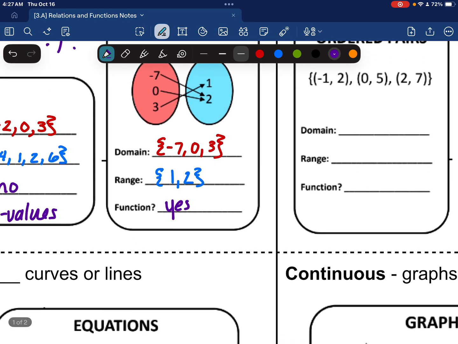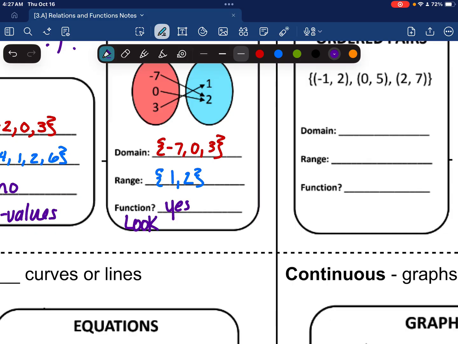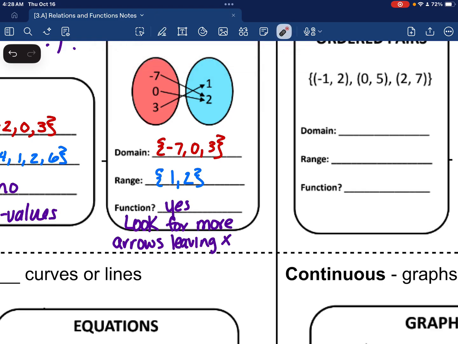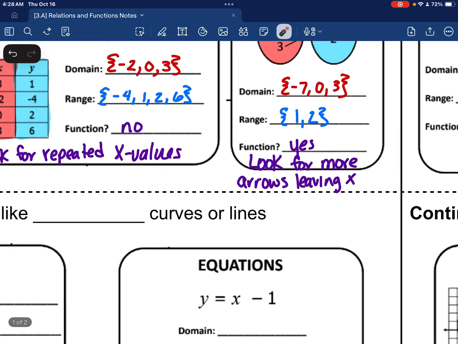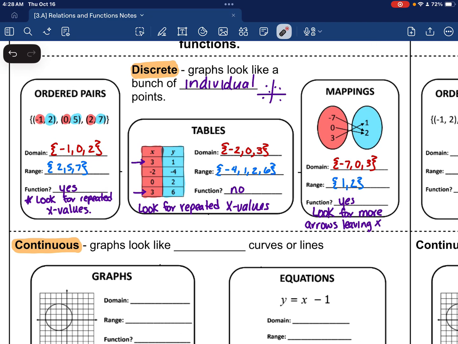So I'm going to add a note. Look for more arrows leaving x. So more arrows leaving a single x value. That would be the problem. Okay. So those are our discrete functions. Again, we just list off the numbers to describe domain and range, and you look for repeats in the x's. Are the repeats listed off as ordered pairs? Are they repeats in the table? Or are there arrows leaving repeatedly from an x number?